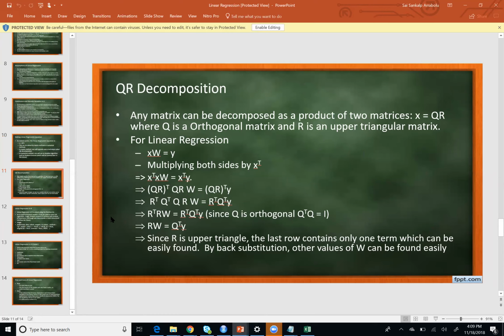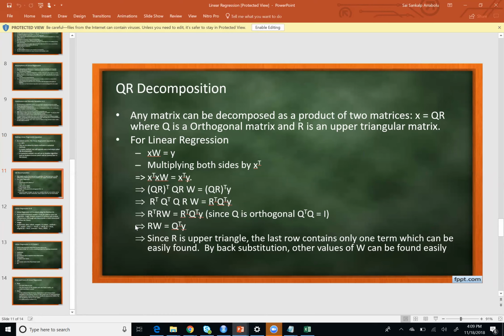Deepika, do you have any questions on QR decomposition? Satya, what about you?